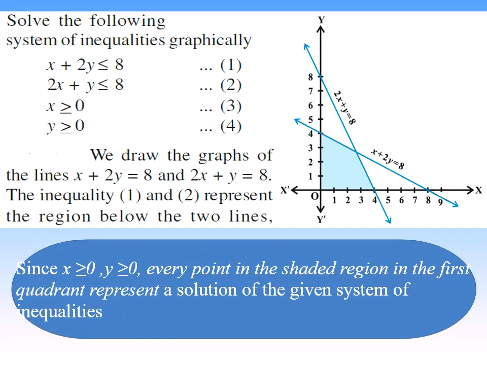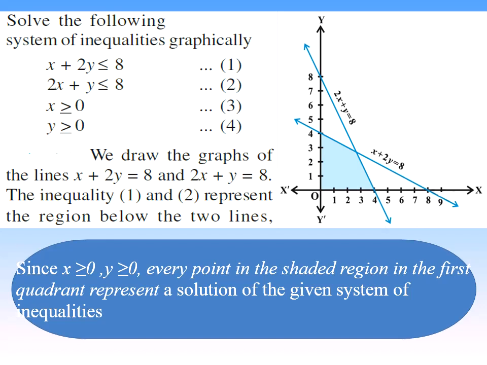Solve the following system of inequalities graphically: x plus 2y less than or equal to 8, 2x plus y less than or equal to 8, x greater than or equal to 0 and y greater than or equal to 0. We already know how to consider the inequality as equality and how we can draw the graph. So first draw this graph, and children, check here a restriction is given, x is greater than 0 and y is greater than 0, so we need to consider the positive side of x and y. So we cannot go beyond the negative side of the x-axis or y-axis.